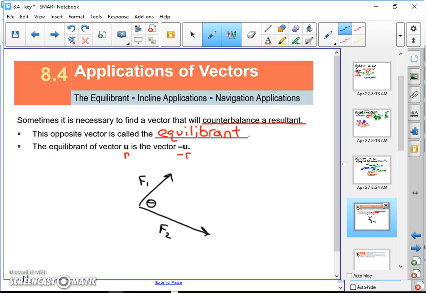This looks like the dog walker problem. We already know how to find the resultant using the parallelogram method. The resultant of those two forces is as shown. But if I want to find equilibrium, I need to counterbalance that. And so I'm going to pull back on those dogs with equal and opposite force. Now again, I don't like to think of that as a negative number. I like to think of that as the opposite direction.